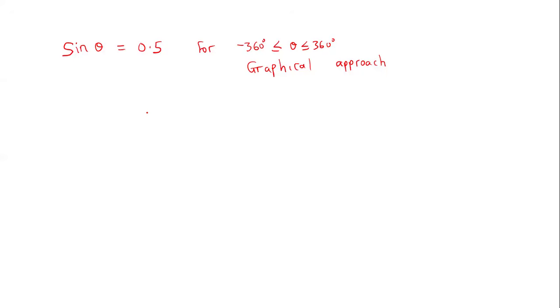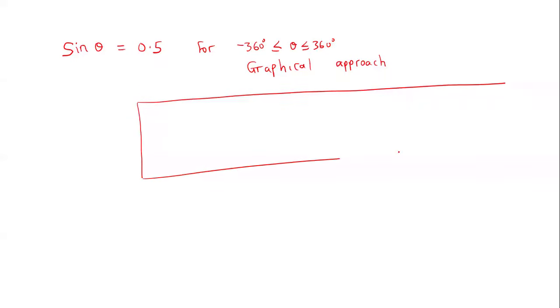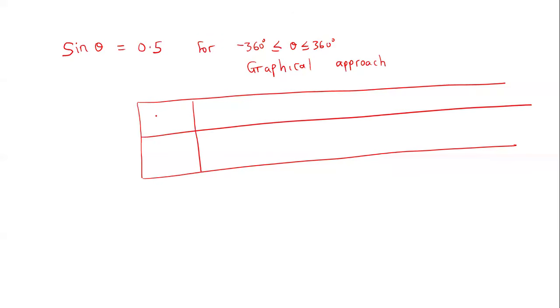Under the graphical approach, you draw your table. This is my table. In your table, you are going to have two things: your theta, whereby theta is the angle, and then your sine of theta, which is the equation. Since they have told us to go from negative 360 to 360, it is up to you to get the range you want, like the domain, how many degrees you are going to be jumping in between. It is up to you.